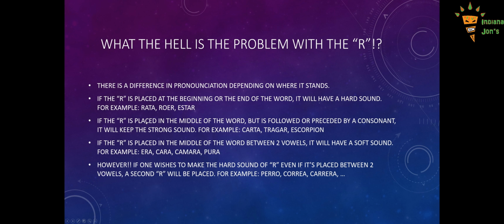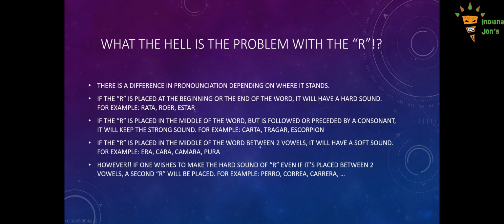If the letter R is placed in the middle of the word, but is followed or preceded by a consonant, it will keep the strong sound. For example, carta. You see there is the R and there is a T afterwards, which will make it sound strong again. Tragar. The R goes after the T, so the strong sound will remain. Escorpión, the same thing. The R goes before the P, that's why it will keep the hard sound.